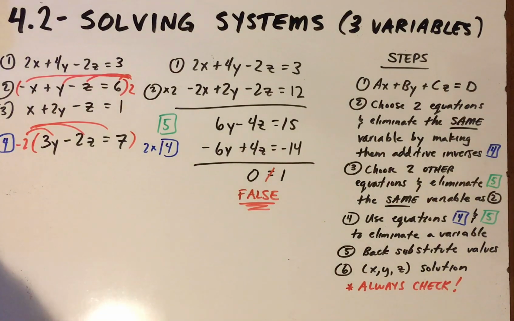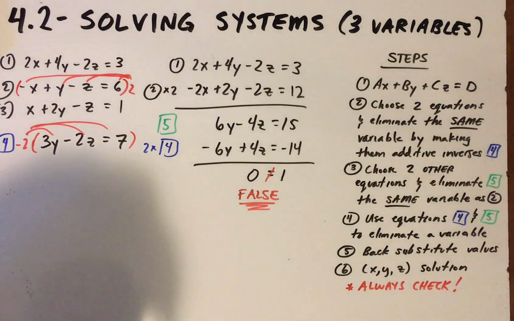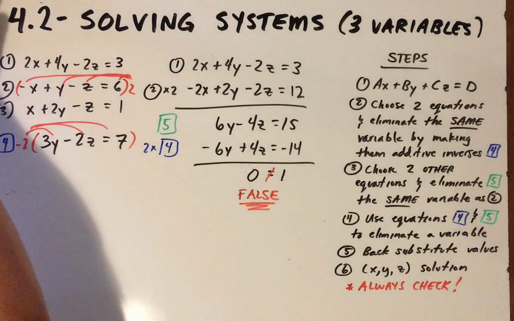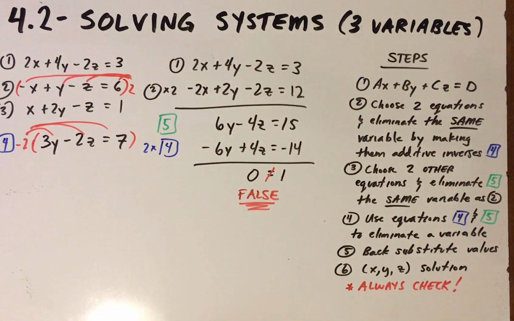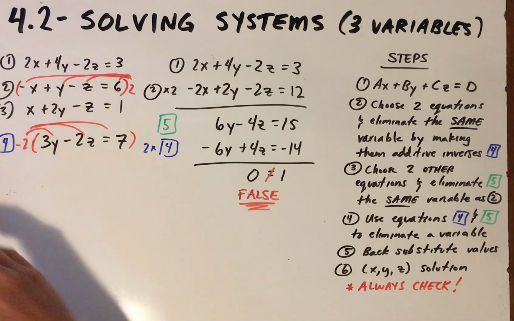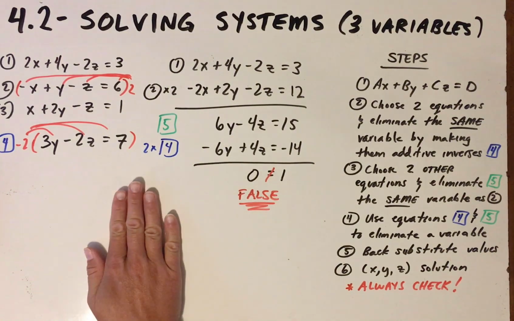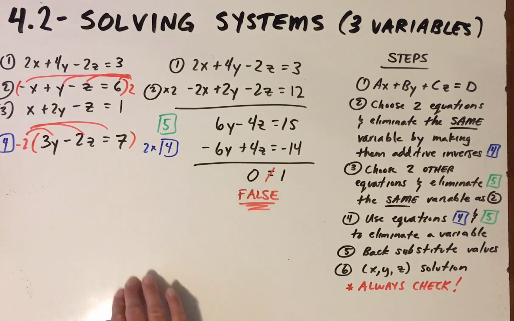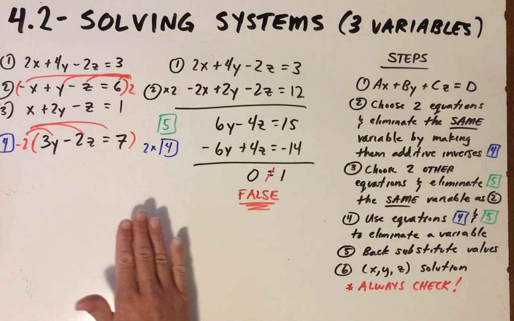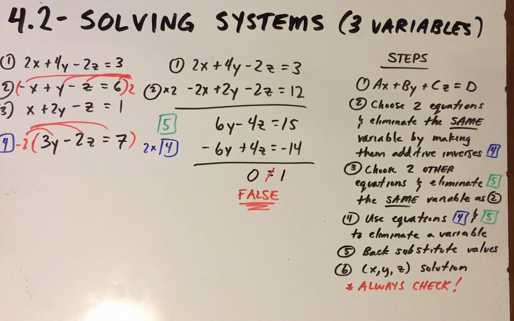All right, the next possibility here is a dependent system with infinite solutions. Again, you'll look at your guided notes to see possibilities of visually what that would look like. But if they're all three the same equation, then they would share every point that is in that plane, whatever the plane looks like. Okay, so there'd be an infinite number of solutions.